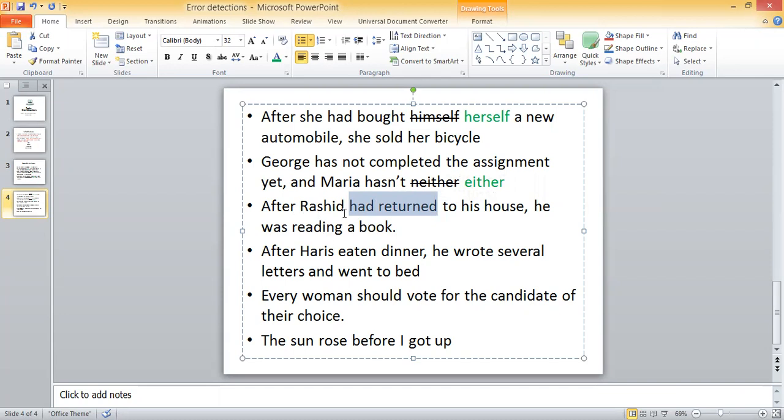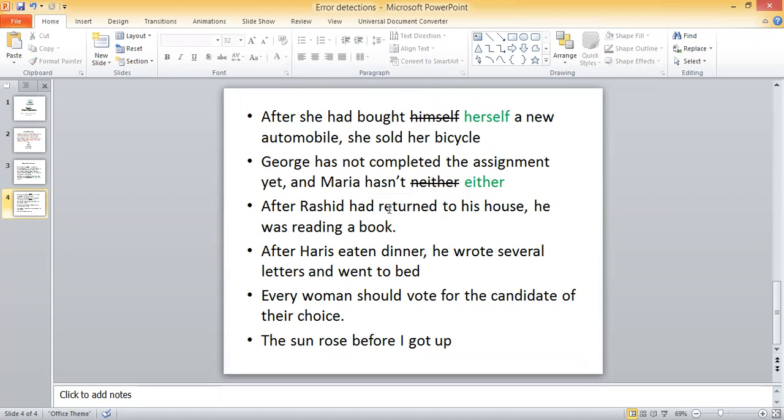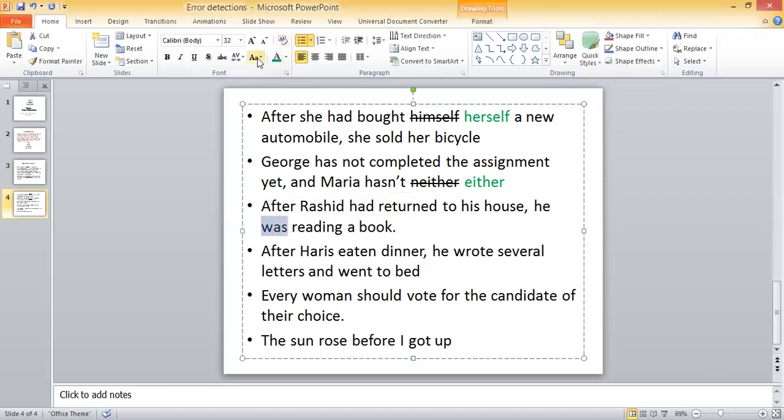फॉर एग्जाम्पल आफ्टर Rashid had returned to his house, he had been reading a book. He was reading नहीं होगा, he had been. तो ये एक रूल है कि past perfect will go into past perfect continuous. तो इस तरह ये जो है ना ये सारी चीजें कवर होती हैं. तो he was नहीं आएगा क्या आएगा?